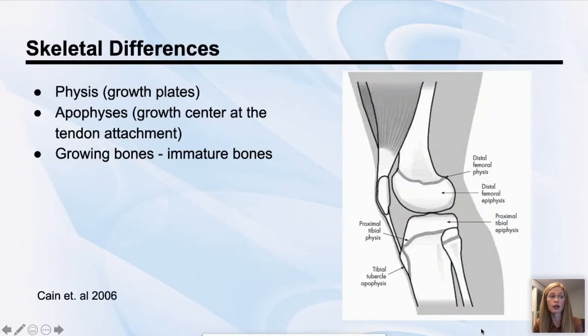Pressure apophyses, which are situated at the end of the long bones, are subjected to compressive forces. The apophyses of the distal femur and proximal tibia are examples of pressure apophyses. You can see this on this picture here, the proximal tibia, the distal femur, and then this line right here is the growth plate. The susceptibility of growth plate injuries appears to be significant during the period of rapid growth.